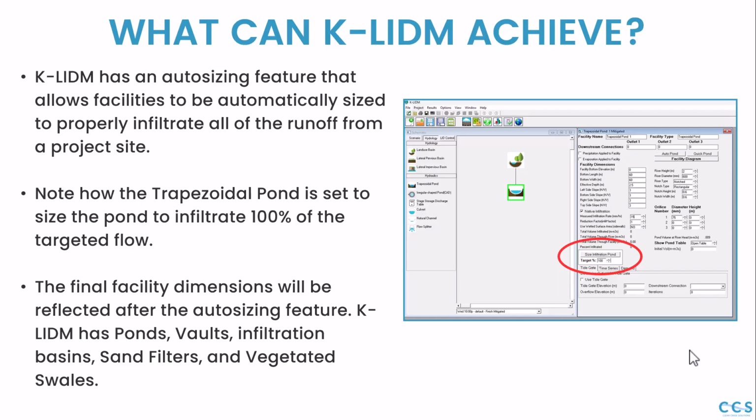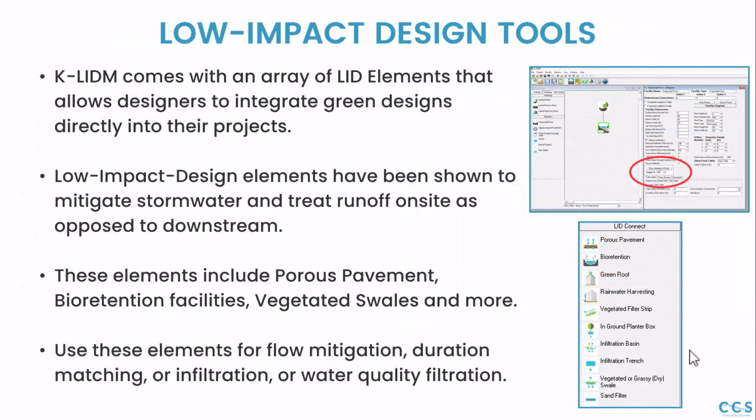So note how the trapezoidal pond is set to size the pond to infiltrate 100% of the targeted flow down there on the right. The final facility dimensions will be reflected after the auto-sizing feature. K-LIDM has ponds, vaults, infiltration basins, sand filters, and vegetated swales included as elements in the software.